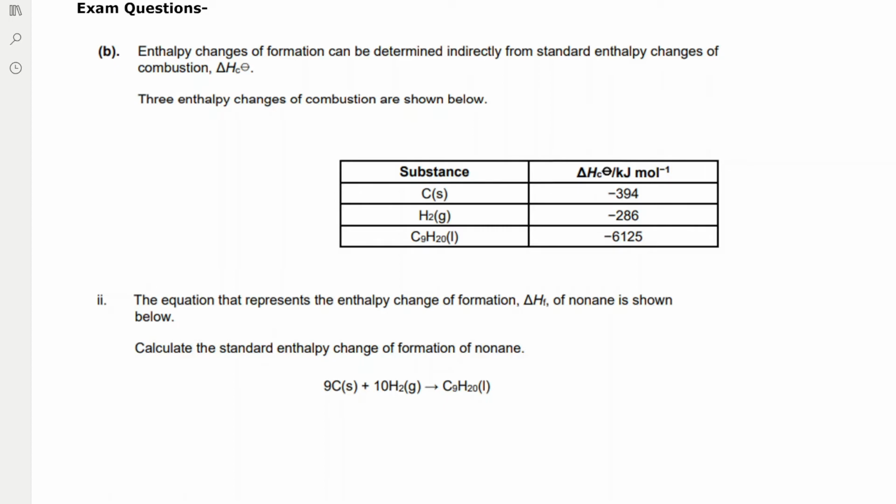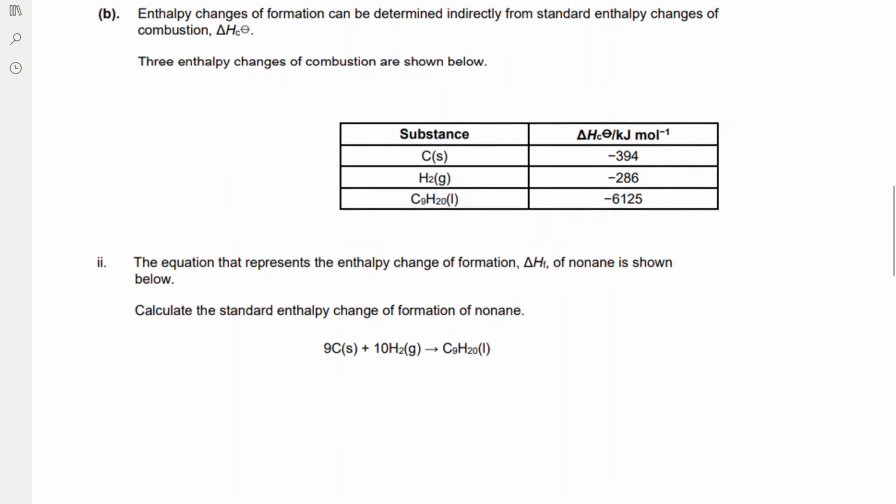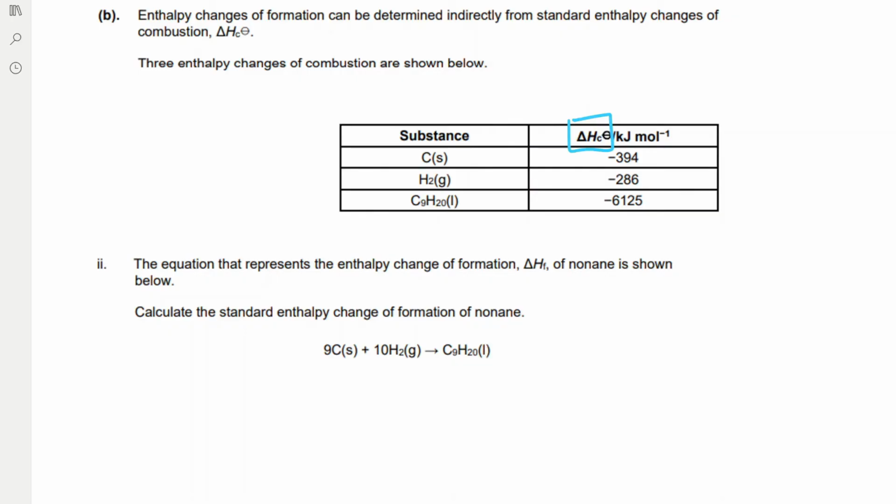So remember the definition of the enthalpy change of formation. It's the enthalpy change when 1 mole of a compound is formed from its constituent elements. So we're forming 1 mole of nonane from its elements. So we need to draw a combustion cycle because we have been given combustion values in the question. So that means that we need to have downward arrows.